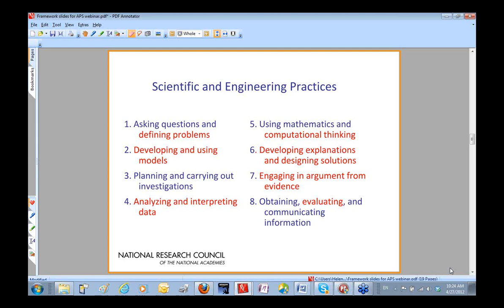And by the way, when I say new view, I know there is nothing in this framework that hasn't happened in some classroom somewhere. In fact, hasn't happened in many classrooms. The new view is simply putting it together in this particular way and saying all of this should be happening in all of the classrooms.